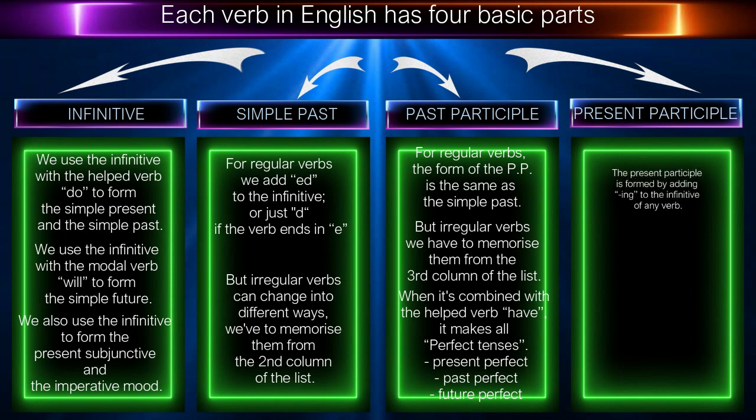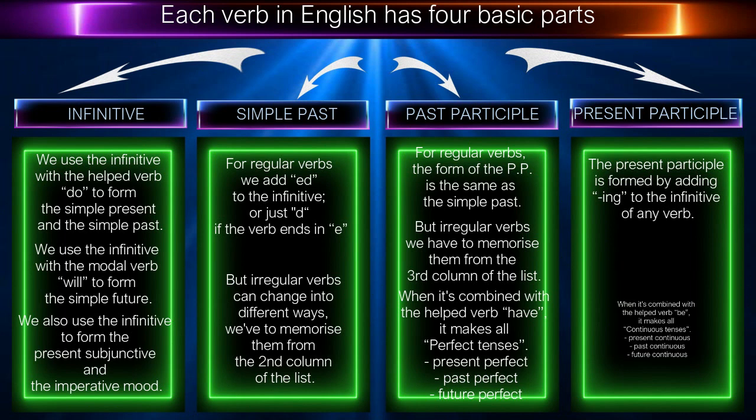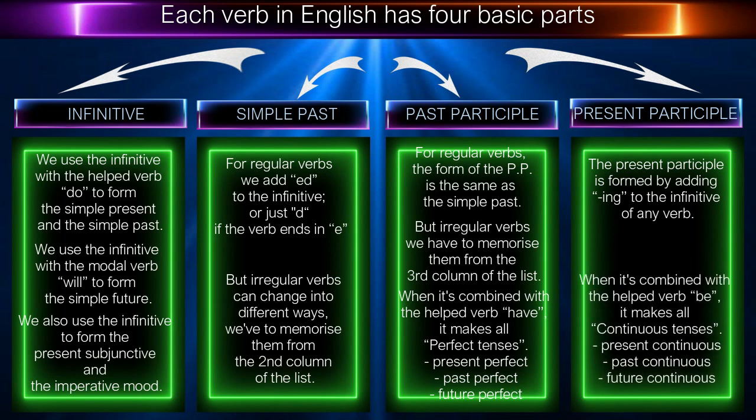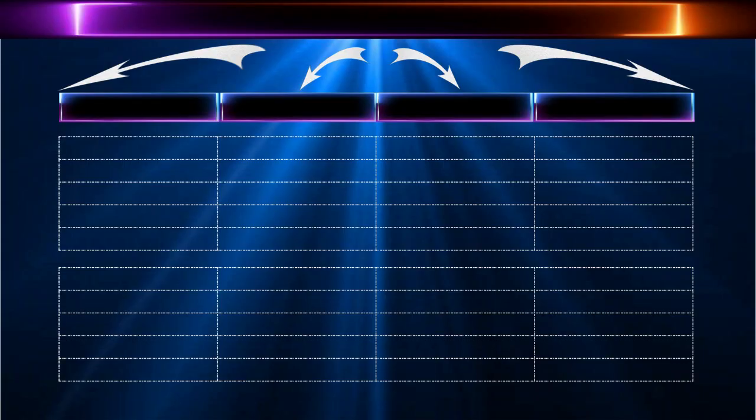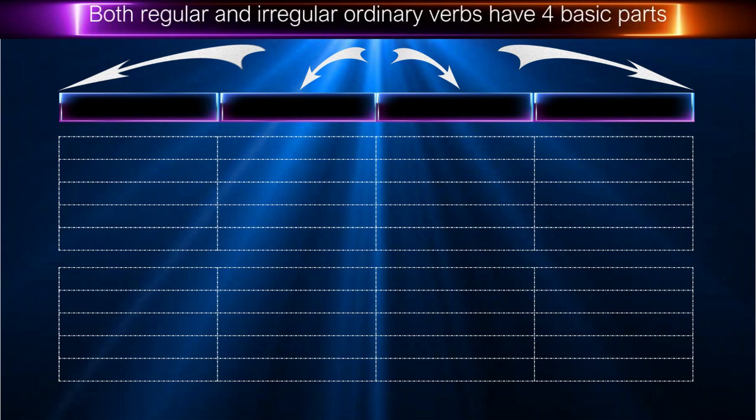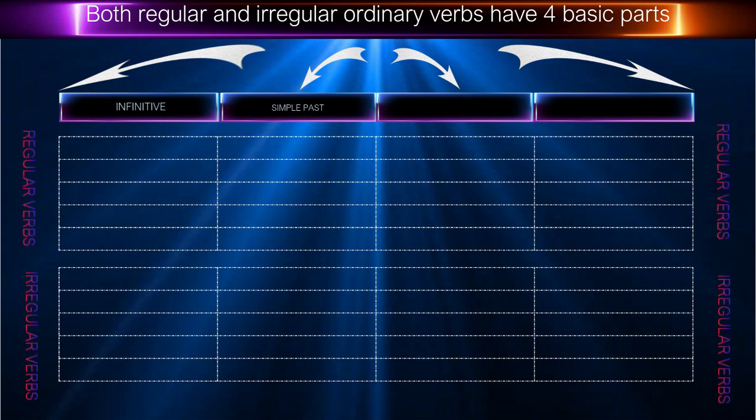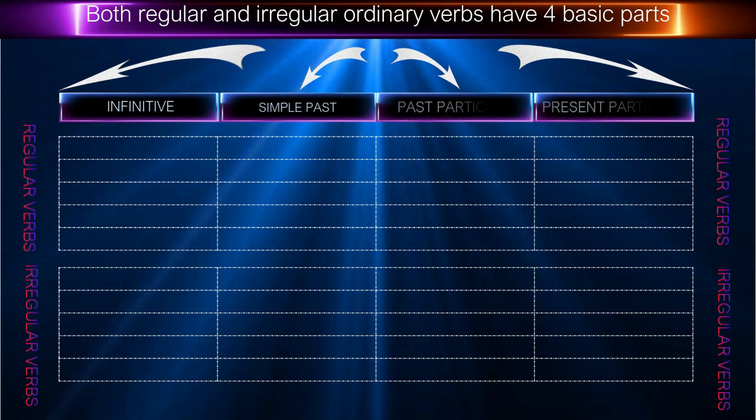The present participle is formed by adding ing to the infinitive of any verb. When it's combined with the helped verb be, it makes all continuous tenses: present continuous, past continuous, and future continuous. Both regular and irregular ordinary verbs have 4 basic parts: infinitive, simple past, past participle, present participle.